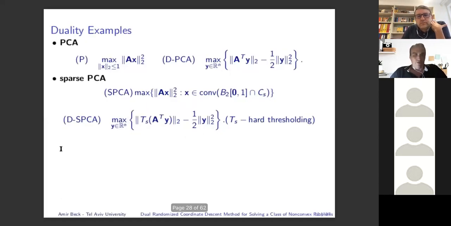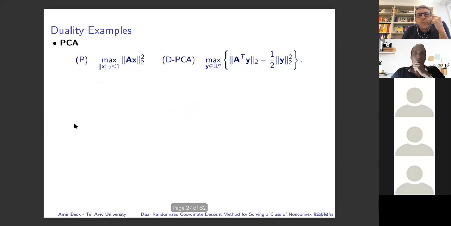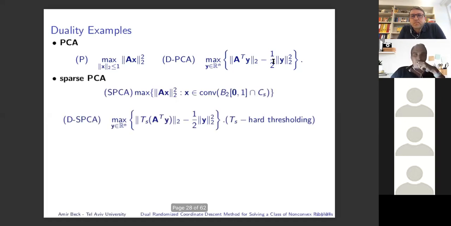Okay, so let's look at the dual problem for the 3 PCA models. The first one was the maximization, I'm always missing a half here, of half of the L2 squared norm of Ax. This is just PCA. The dual looks like this. Again, it's a difference of convex functions, and they are both, by the way, real valued. And this function, F star, is continuously differentiable.